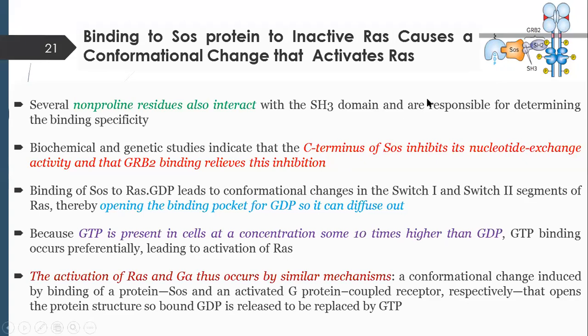Now this is the comparison between RAS and G alpha of G protein. What is common in both is the conformation change. When GTP binds, conformation changes will be there, and when GTP is released, conformation changes will be there. So this is the common feature between RAS and G alpha subunit, and that's all about this thing.